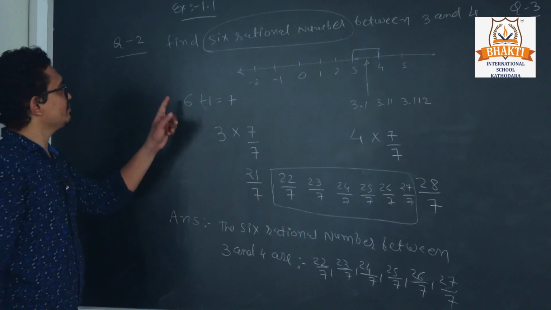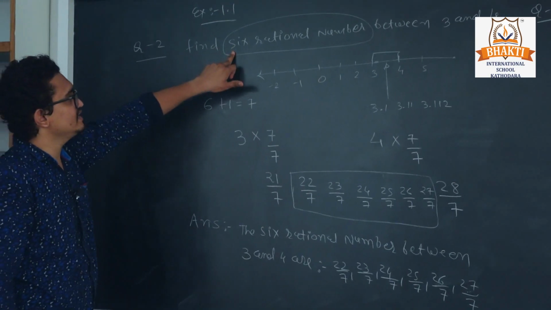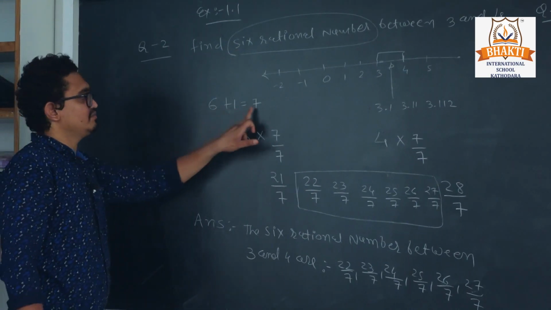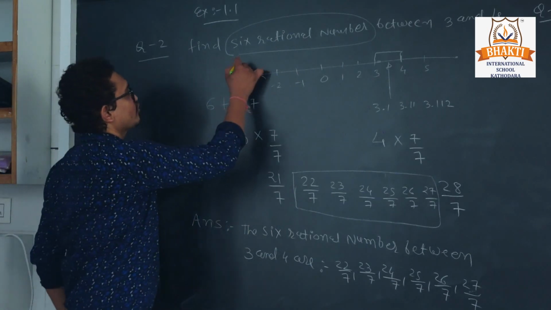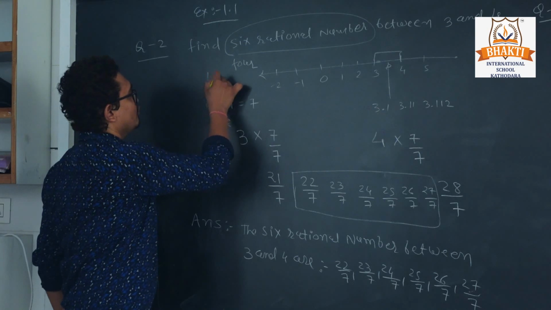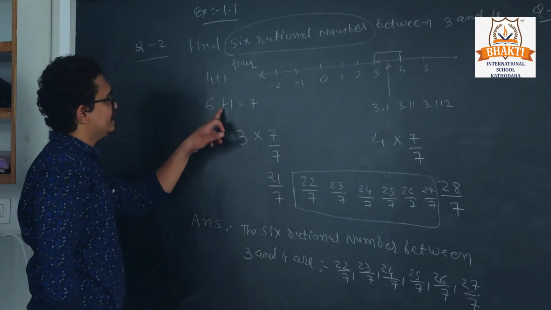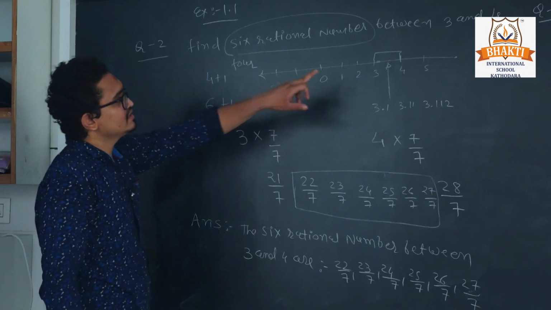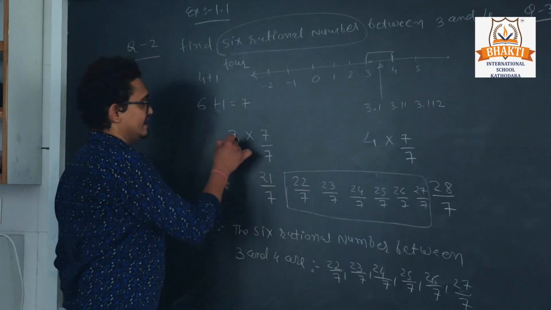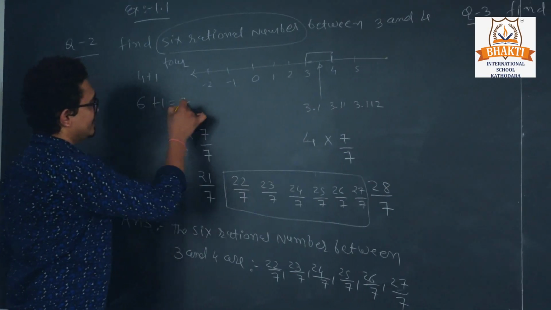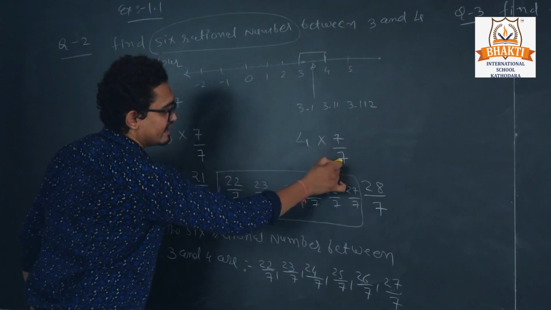Once again I can repeat that method. First step: if they are asking for 6, we add 6 plus 1, which is 7. But in some example, if they are asking for 4, we add 4 plus 1. So first add 1, and then suppose you need to find the numbers between 3 and 4. First of all we write 3 and 4, then we multiply and divide with 7 again.